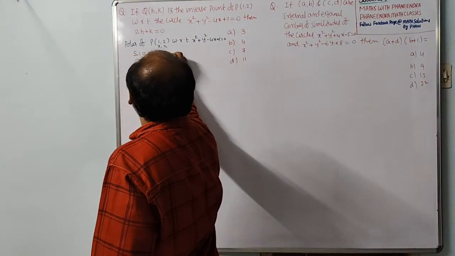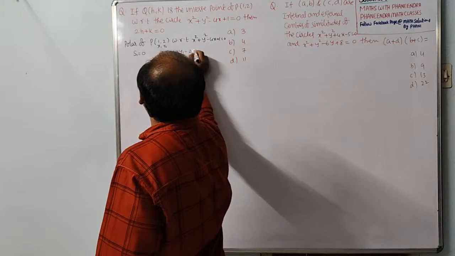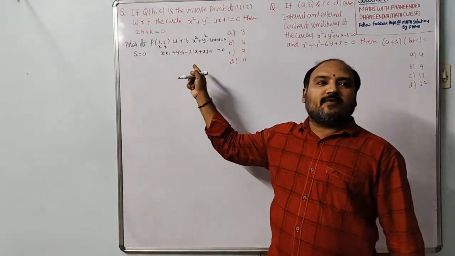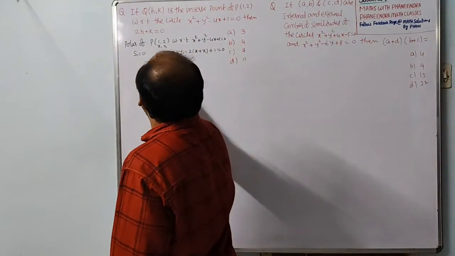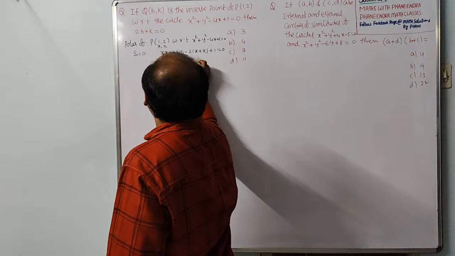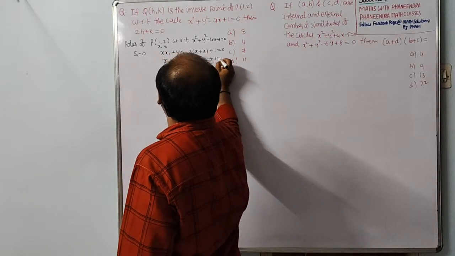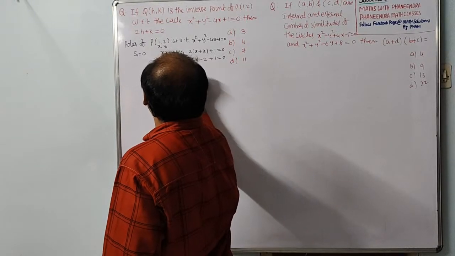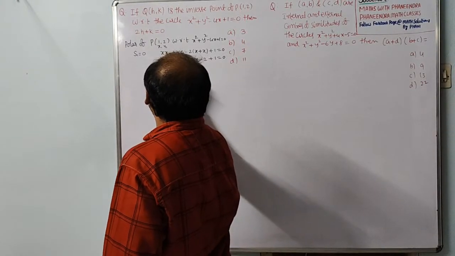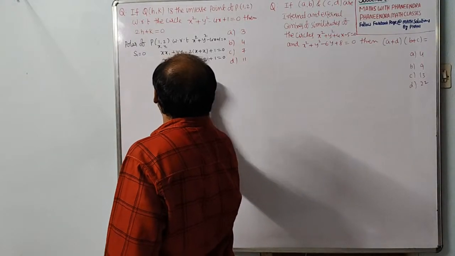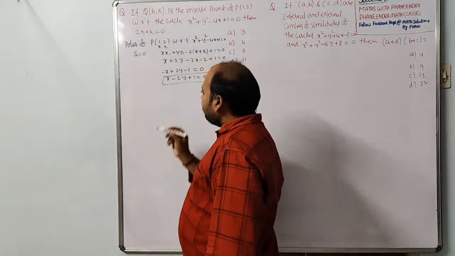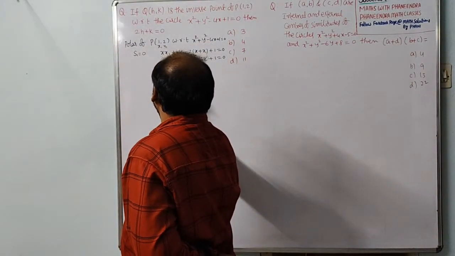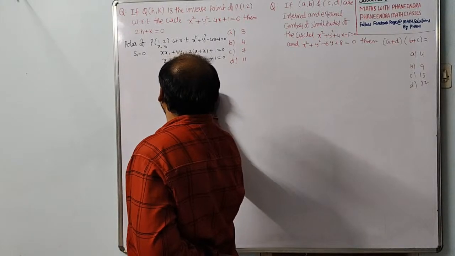So x x1 plus y y1 minus 2 into x plus x1 plus 1 equal to 0. In place of x1, y1, replace with 1 comma 2. So x plus 2y minus 2x minus 2 plus 1 equal to 0. Minus x plus 2y minus 1 equal to 0. X minus 2y plus 1 equal to 0. This is the polar equation. Compare with ax plus by plus c equal to 0: a is equal to 1, b is equal to minus 2, c is equal to 1.